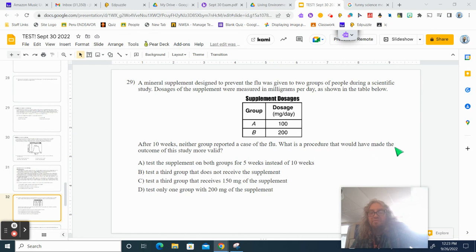What is a procedure that would have made the outcome of the study even more valid? A, test the supplement on both groups for 5 weeks instead of 10 weeks. B, test a third group that does not receive any supplement. C, test a third group that receives 150 milligrams of the supplement. Or D, test only one group with 200 milligrams of the supplement.